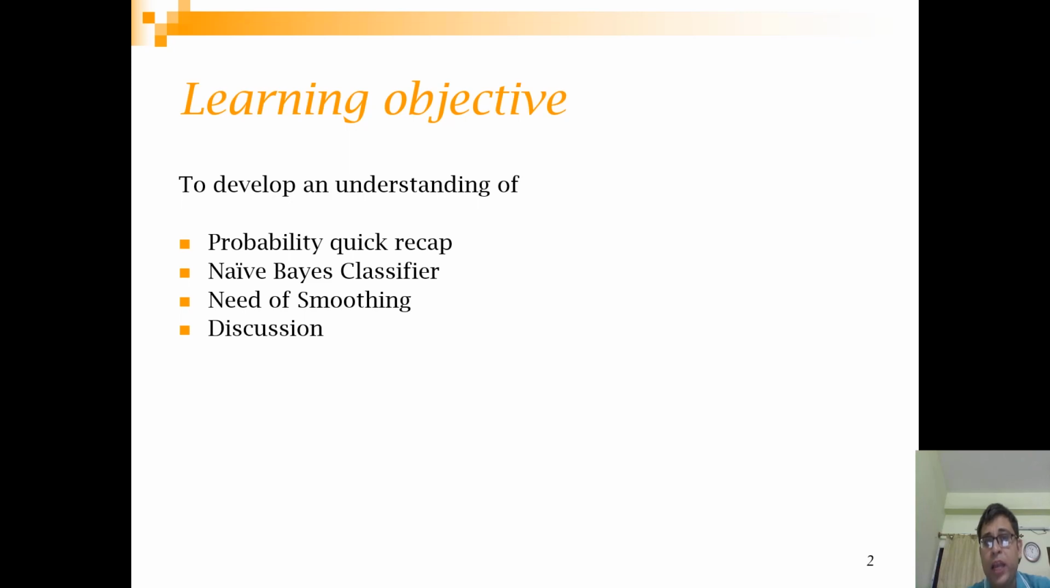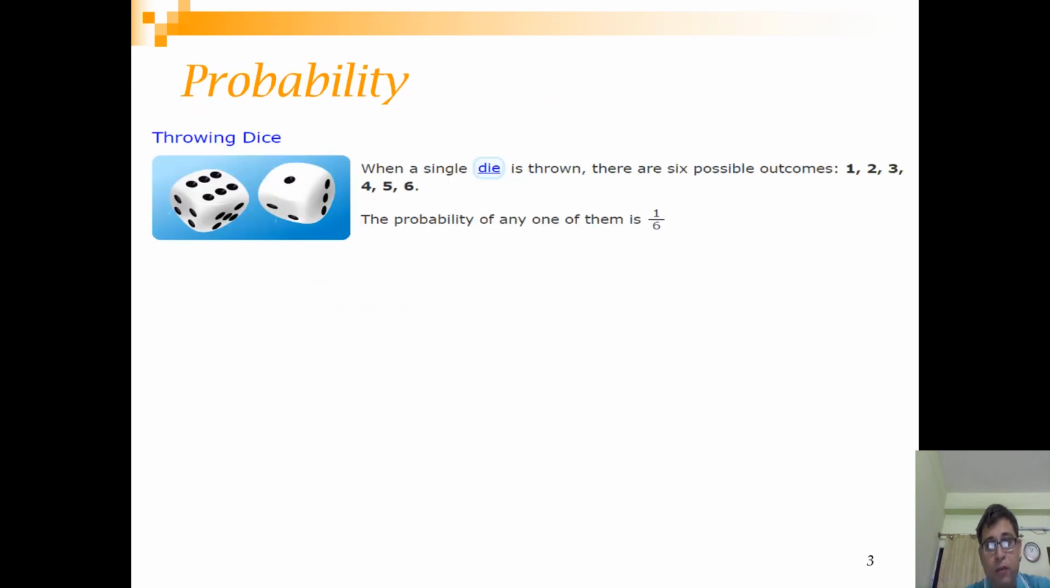We'll give a quick recap of probability. We'll go into the working of the Naive Bayes classifier. We'll discuss a particular issue and how to solve that using smoothing, and we'll also discuss the advantages and disadvantages of this particular classifier. Okay, so let's start with probability now, and let's see an example.